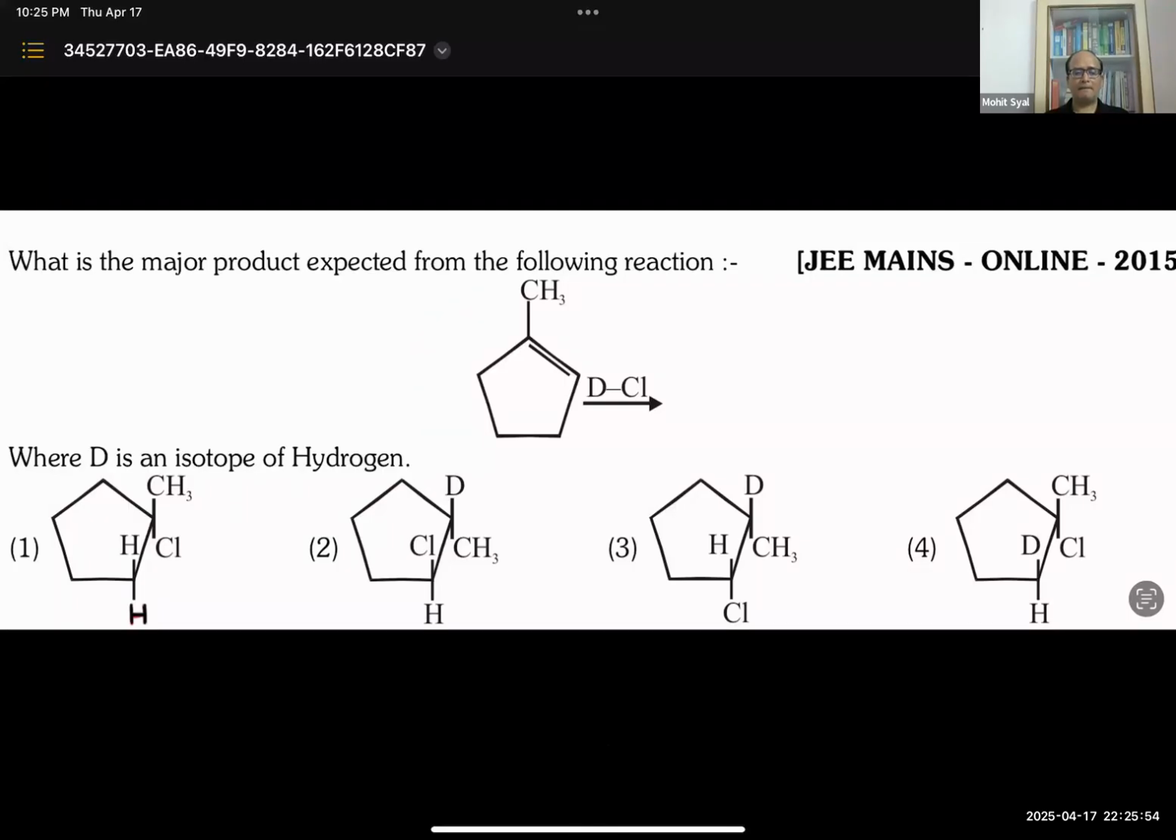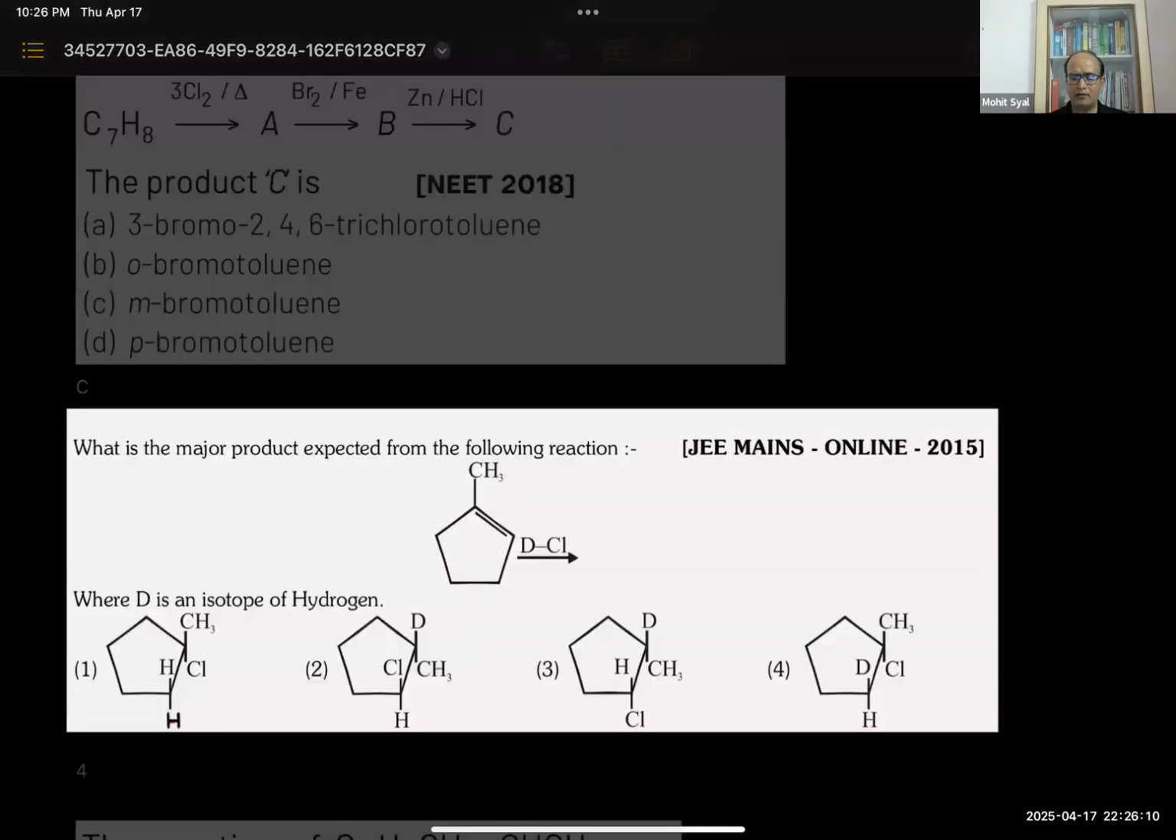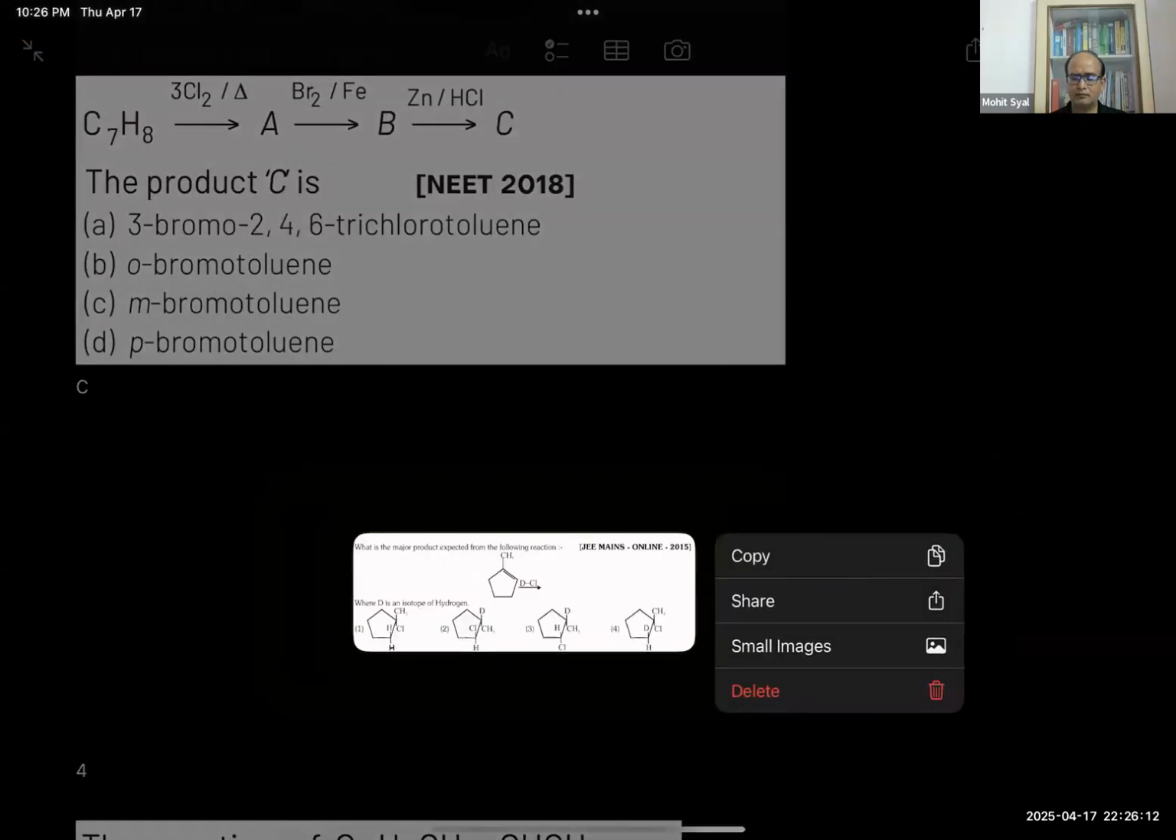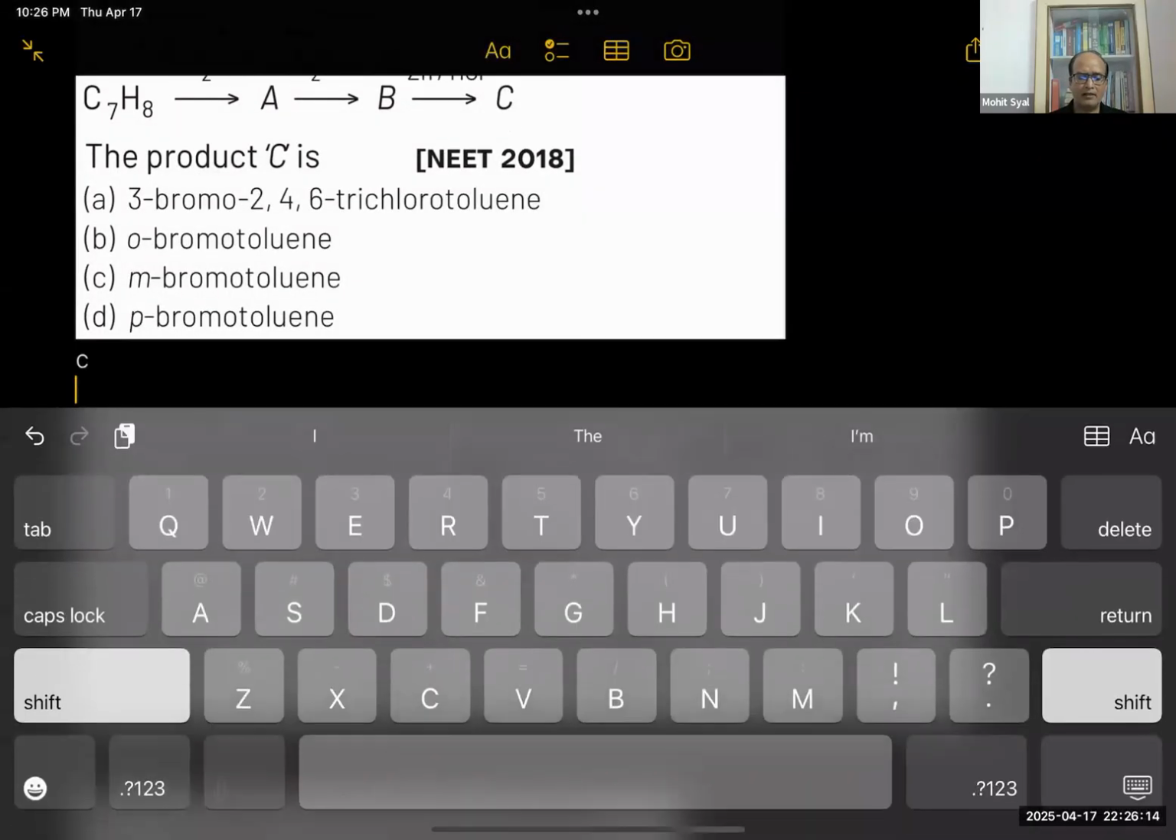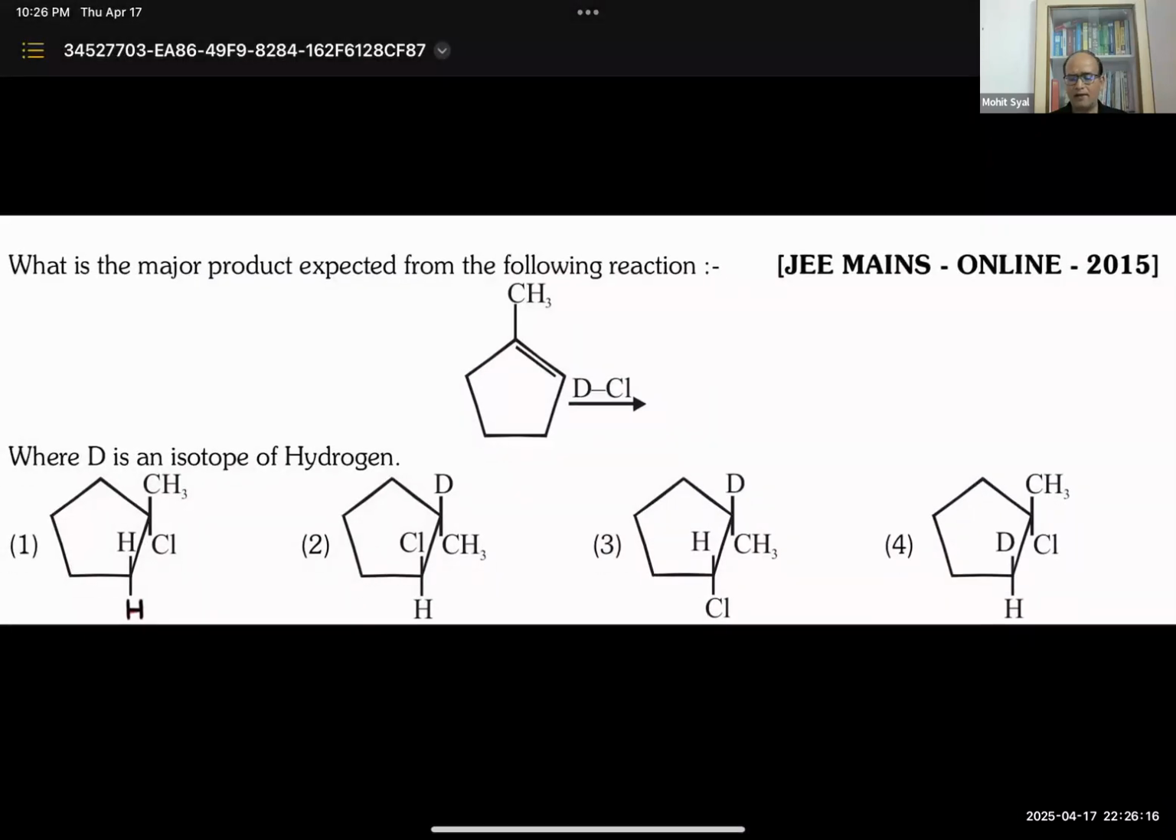And D will just bond with CH3. So it's either 2 or 3. Is that right? So where is the deuterium going to come in? There are two carbon atoms. Justine, are you getting my point? Okay. So there are two carbon atoms.